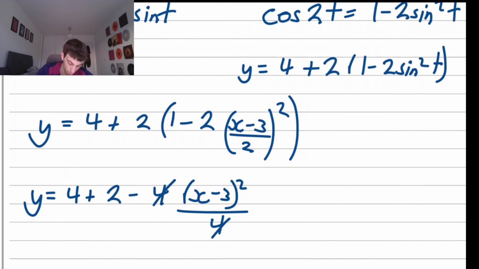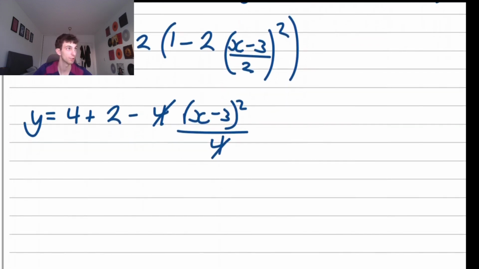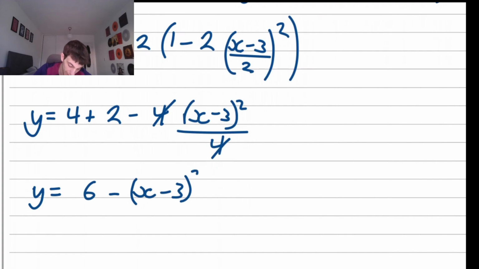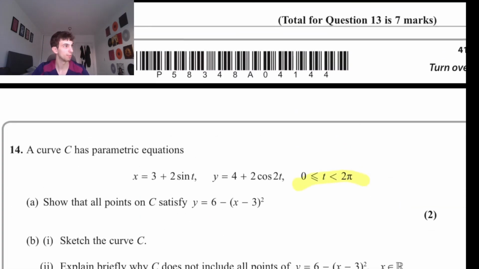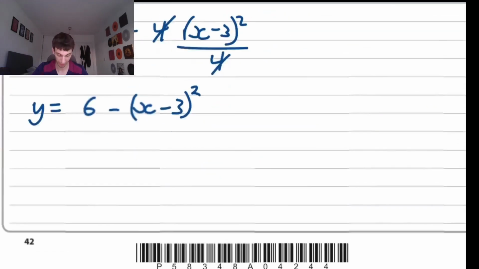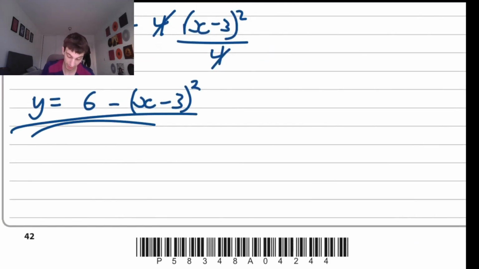So we can actually see that these 4's will indeed cancel out. So what are we left with? We're left with y equals 4 plus 2 is 6, take away, and then we're just left with the numerator. So we're just left with x minus 3 squared. And I believe we have y equals 6 minus x minus 3 squared. That's exactly what we had to show. So that is part A. Nothing too tricky. On to part B.